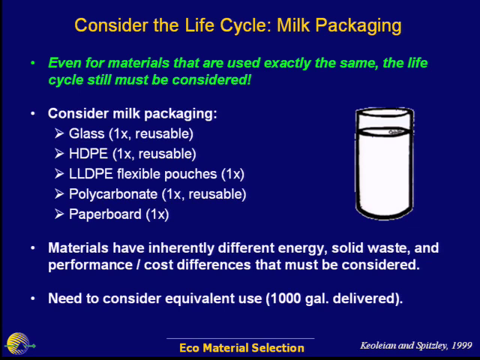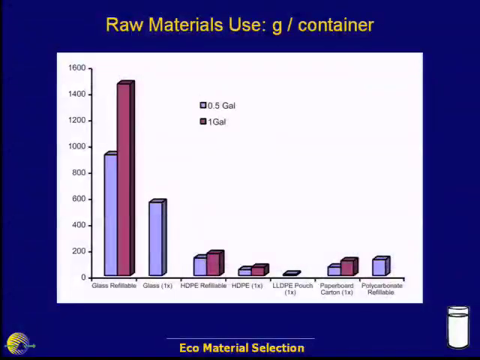As much as we can say that a plastic container is the same as a glass container because they both deliver a gallon of milk, the fact is they are different. So even where we're trying to find an example where the materials may imply exactly the same in-use characteristics, it's almost impossible to find that. Right? So again, we've got to be thinking life cycle. Our functional unit here will be 1,000 gallons of milk delivered.